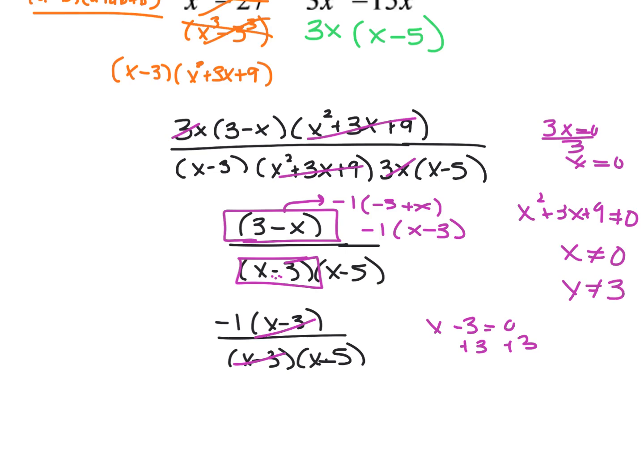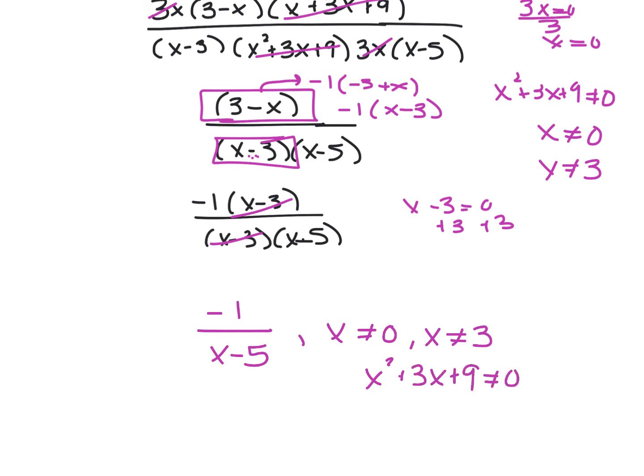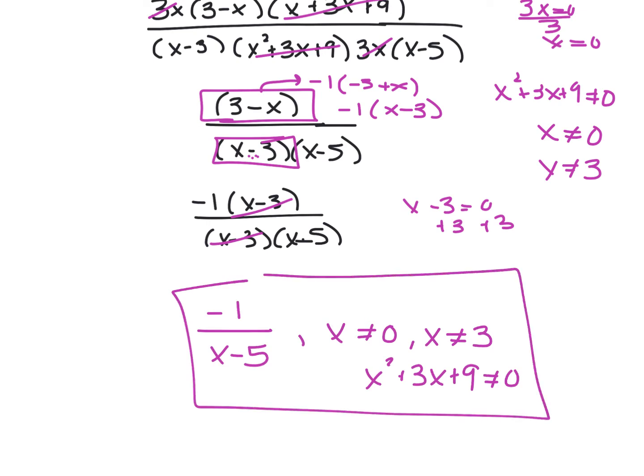And so our final answer here actually becomes just negative 1 over x minus 5, and then x cannot equal 0, x cannot equal 3, and x squared plus 3x plus 9 also cannot equal 0. And we could solve that out, but we're just going to leave it just as is.